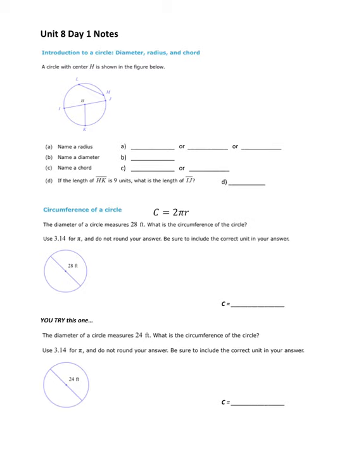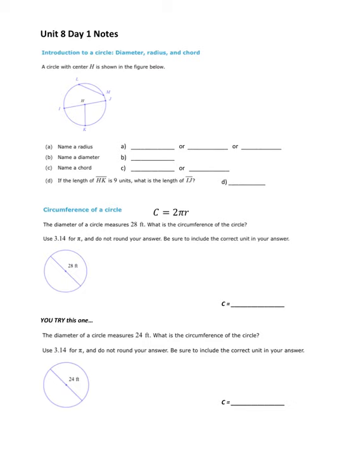Today we're going to jump into Unit 8 for us, which is perimeter, circumference, and area. All right, so we're talking 2 dimensions, not 3 dimensions, 2 dimensions. Day 1 is circles, all about circles. So first we're going to learn about diameter, radius, and chord.